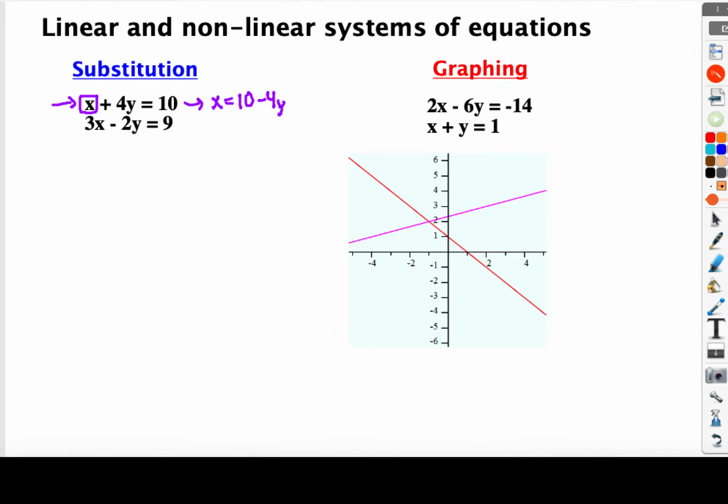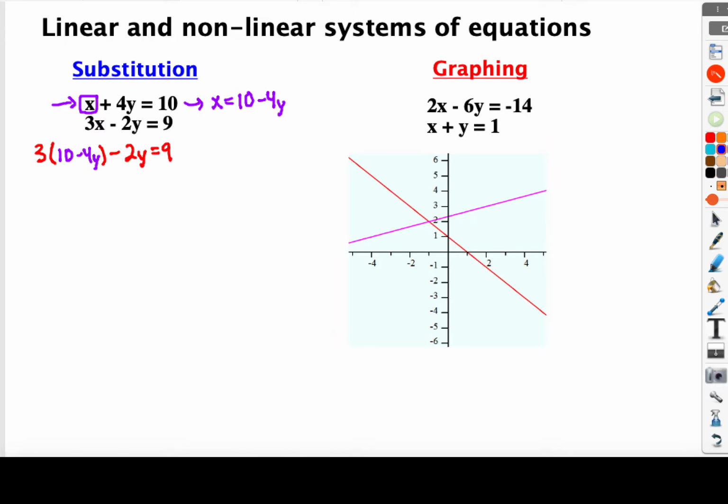And now that I know what x is equal to, I can go into my next equation, right? That would have been 3 times x minus 2y equals 9. But instead of x, I'm going to plug in what I know x was equal to. X was equal, according to our top equation, to 10 minus 4y. Now we have an equation that really only has y variables in it. So now let's just do a little bit of algebra here.